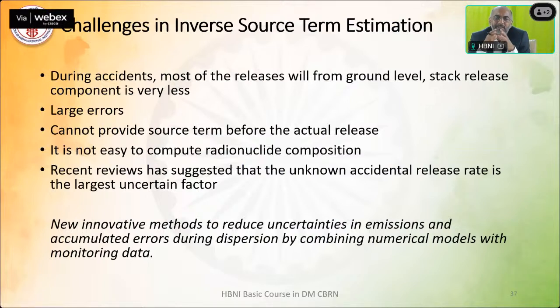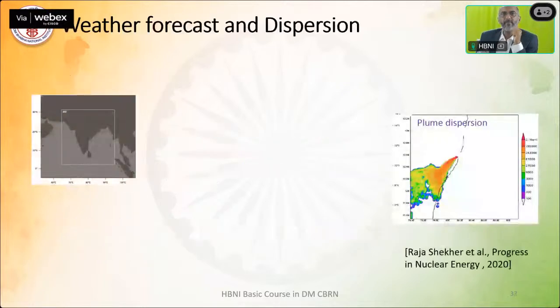So you will have data, but those data are not sufficient and they carry a lot of uncertainty. Treating this uncertainty is the challenge, and innovative methods are being arrived at to reduce these uncertainties and their influence on the outcome. So weather forecast is the next part. We saw the source term part. The weather forecast is the next part.